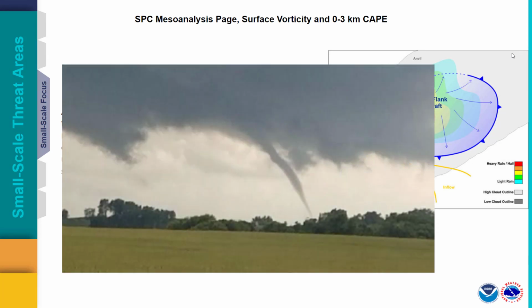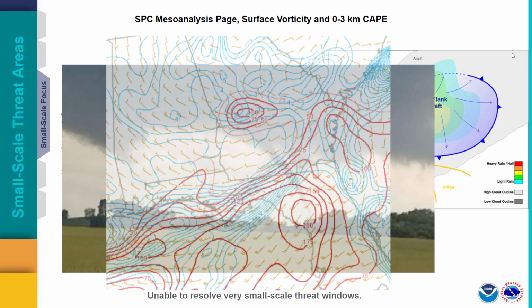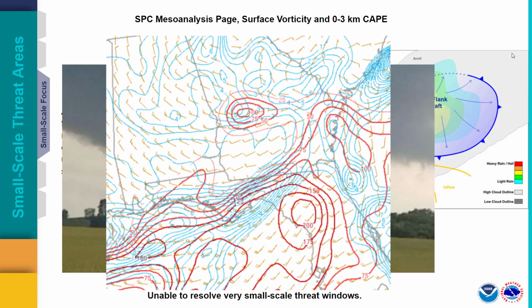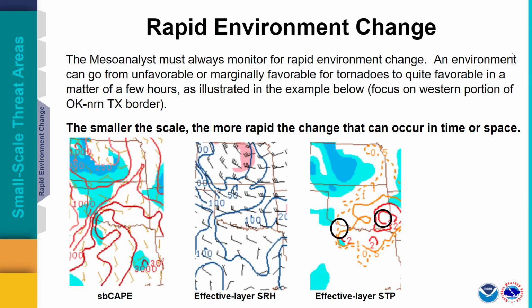There are few tools available to forecast this. The SPC mesoanalysis page has a 0 to 3 kilometer CAPE and surface vorticity display as shown here as an example, but this is designed for larger scale patterns that could support non-supercell tornadoes, not landspouts along the flanking line of a particular storm. A key challenge for the mesoanalyst is keeping up with rapid environment change. Past event failures have resulted from not successfully meeting this challenge. Near-storm environment can change quickly in time and space.